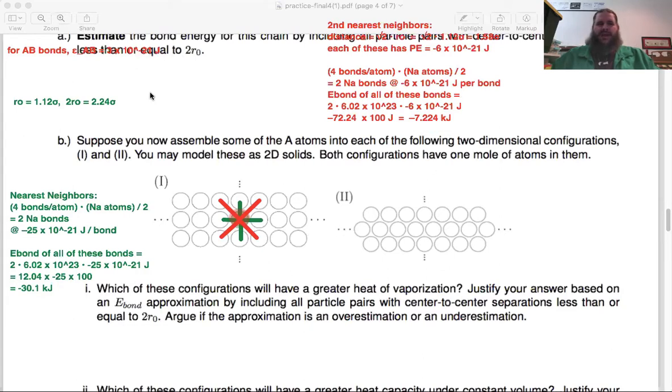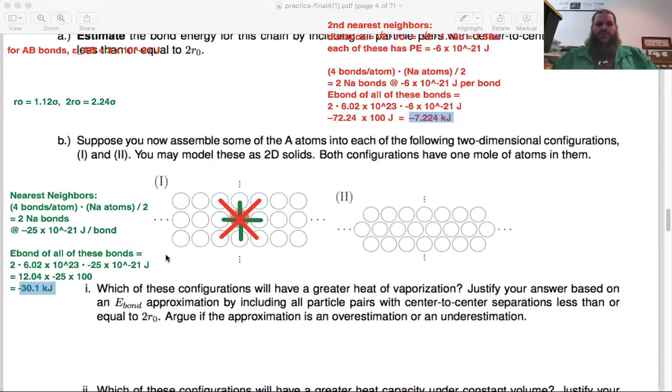Also, how does that compare to the bond energy from the nearest neighbor bonds? It is much less, but not a whole lot less. It's about a fourth of it. So we wouldn't really want to ignore this. Negative 30.1 kilojoules is a very rough estimate. It's missing an extra fourth of the same amount. That plus this, so negative 37.324 kilojoules, would be a much better estimate.